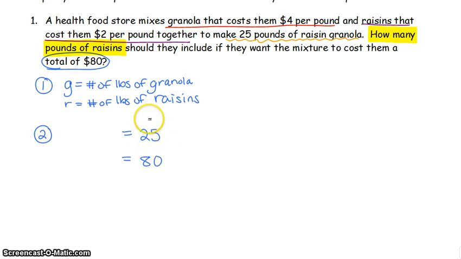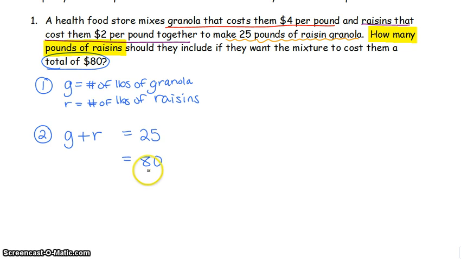So I have to think about how am I going to get that 25 pounds? Well, I only have two ingredients. I have pounds of granola and pounds of raisins. So G plus R is giving me 25. I don't know how much G, I don't know how much R, but I know when I add those poundages together, I should get a total of 25 pounds.